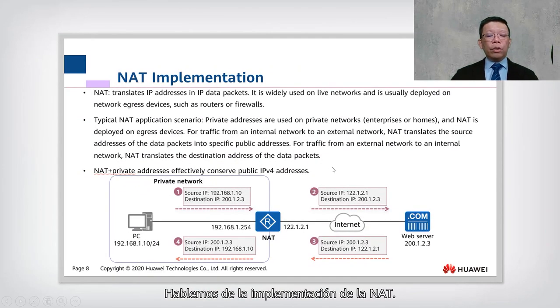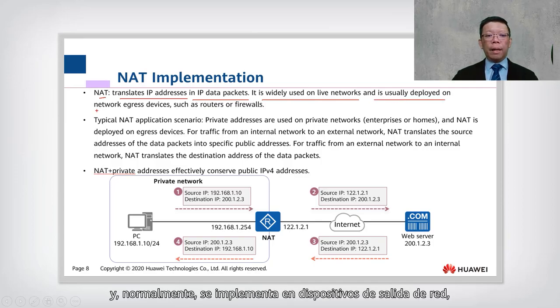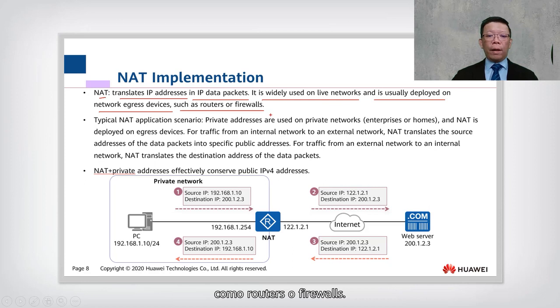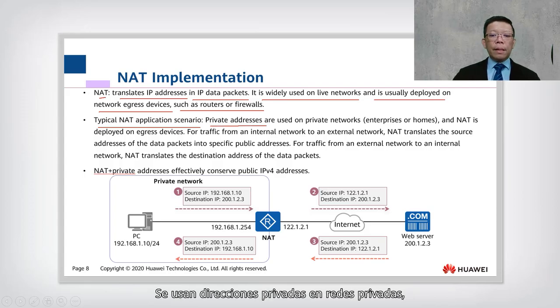So here we look into NAT implementation. NAT, or network address translation, translates IP addresses in an IP packet. It is widely used on live networks and is usually deployed on network egress devices such as routers or firewalls. A typical NAT application scenario looks like this. Private addresses are used on the private network. It can be an enterprise or home.